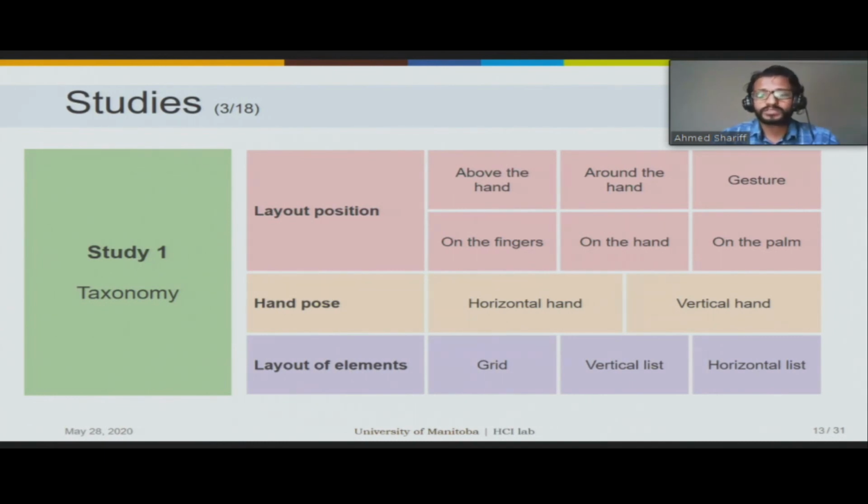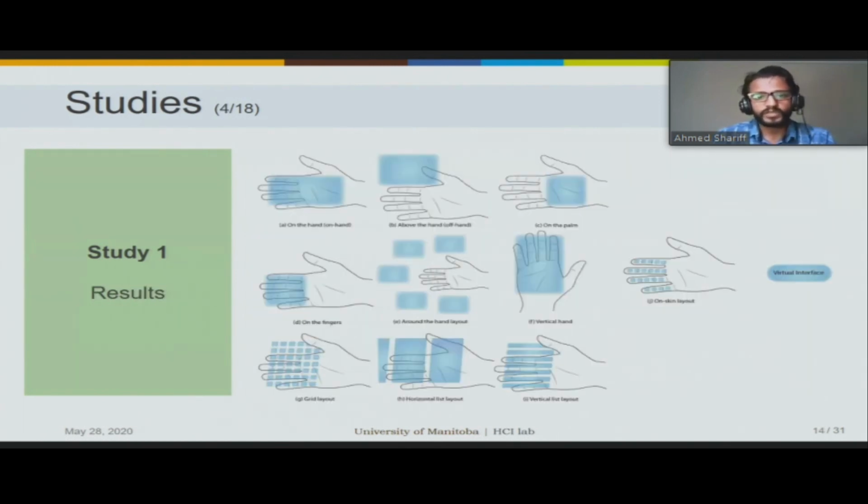The first one was the layout position, that is, where the elements are being laid out relative to the hand. The second one was whether they are holding the hand horizontally or vertically. And the third one, if they have multiple elements, say for example in the home screen, how they would arrange those elements on the interface. So these were the layouts that we derived based on these descriptions.